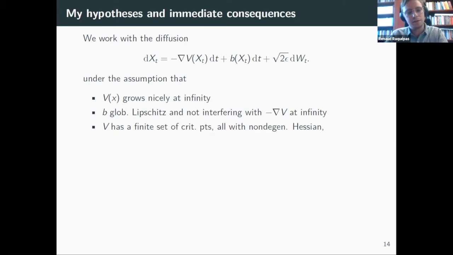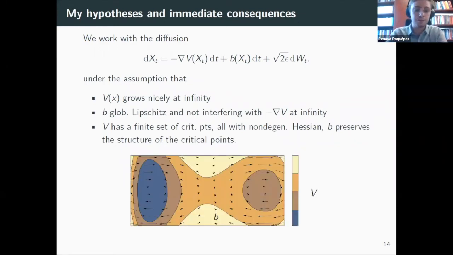And finally, I will ask that V has a finite set of critical points and that all these critical points are non-degenerate, in the sense that if you look at the Hessian of V at each critical point, you get a full rank matrix. And I will also ask that B preserves the structure of the critical points, meaning that if a point is a local min of V, then it's a stable fixed point of minus nabla V, and I want it to still be a stable fixed point of minus nabla V plus B. Okay, so those are the assumptions I'll be working with. You can check that these assumptions are satisfied if B is always bounded and orthogonal to nabla V. As I said, a special case was already known. And the picture that I want you to keep in mind is the following.